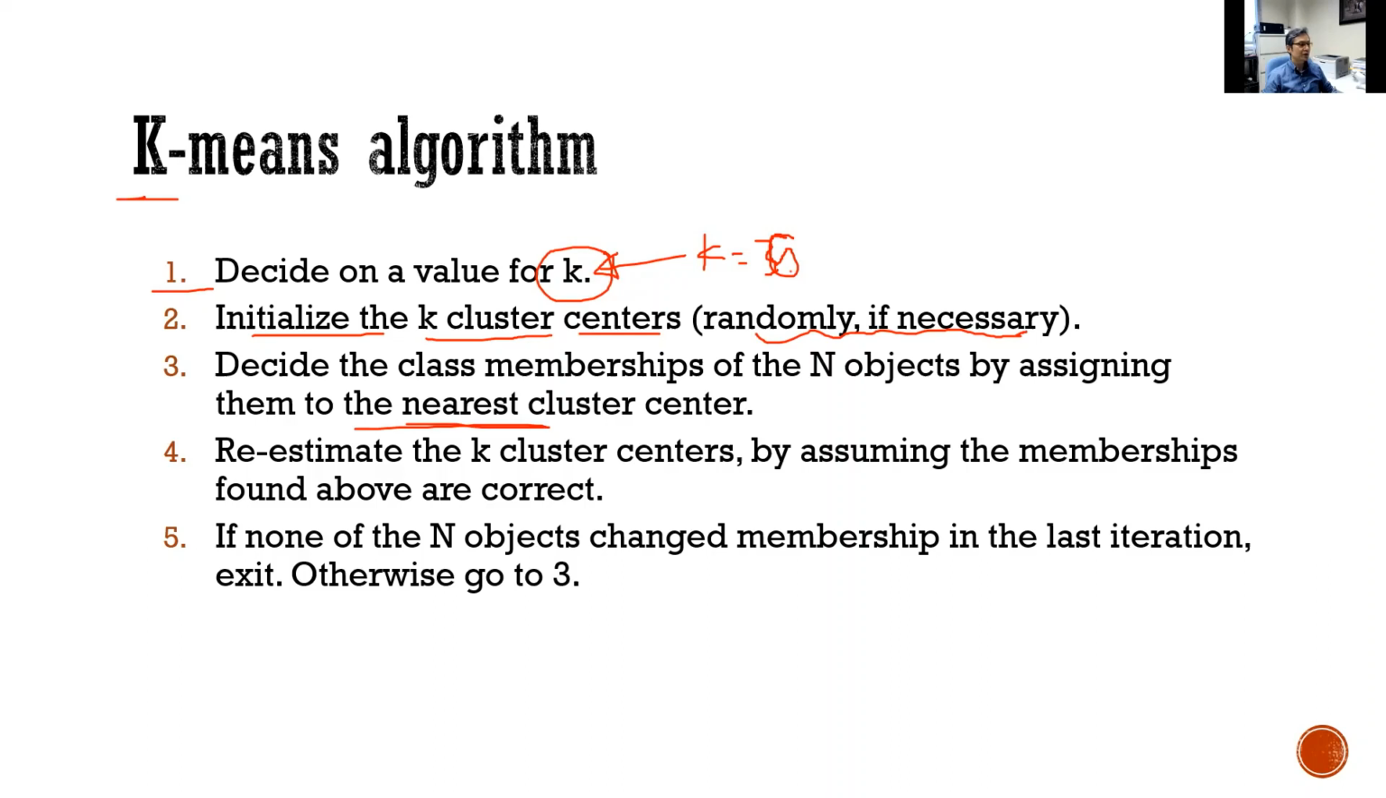So after that, you will re-estimate the k cluster centers. At the very beginning, in step 2, you randomly put the cluster centers, and now you have a re-estimation of the cluster centers by using the cluster members. And then you repeat this process until there's no membership change. So we call it converge.